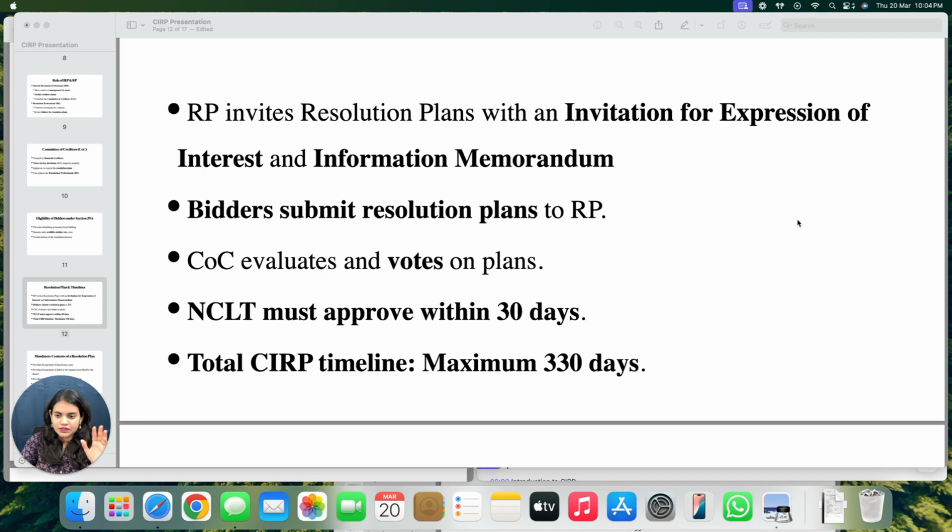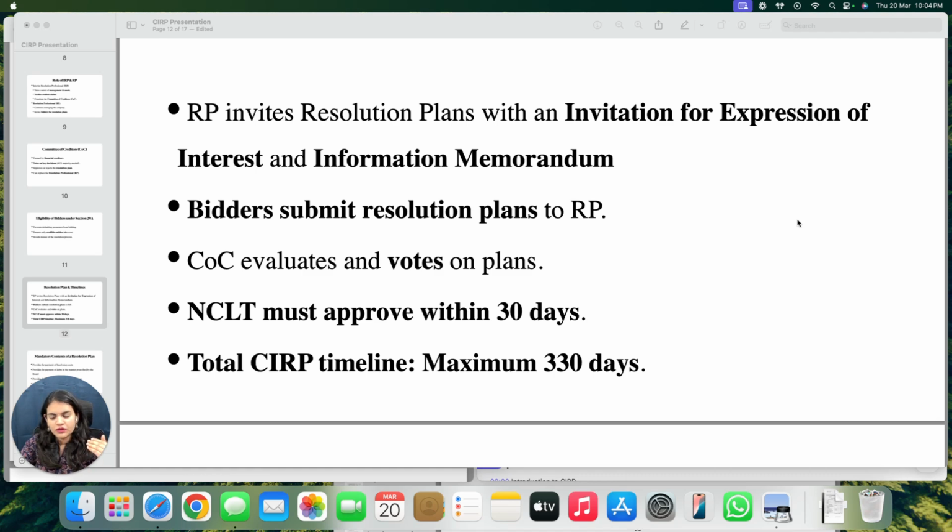So the PRAs are also allowed to sit in the meetings of the COC only in the meeting where their specific resolution plan is being discussed. But if the prospective resolution applicant is also a member of the COC in the capacity of a financial creditor, then he may participate in the voting process itself.